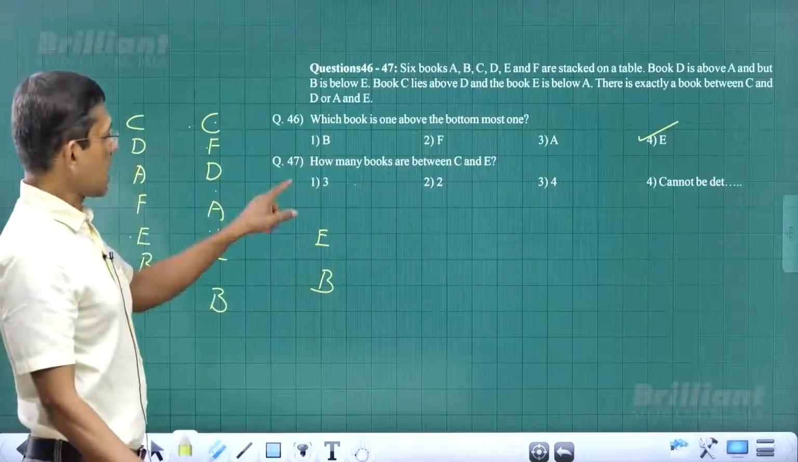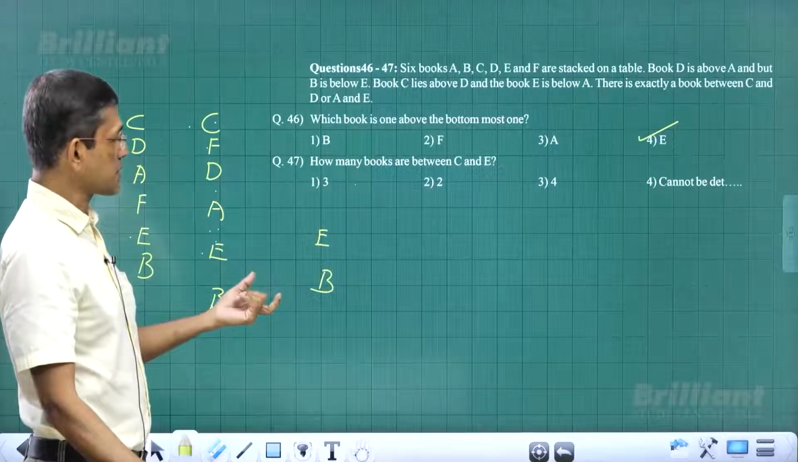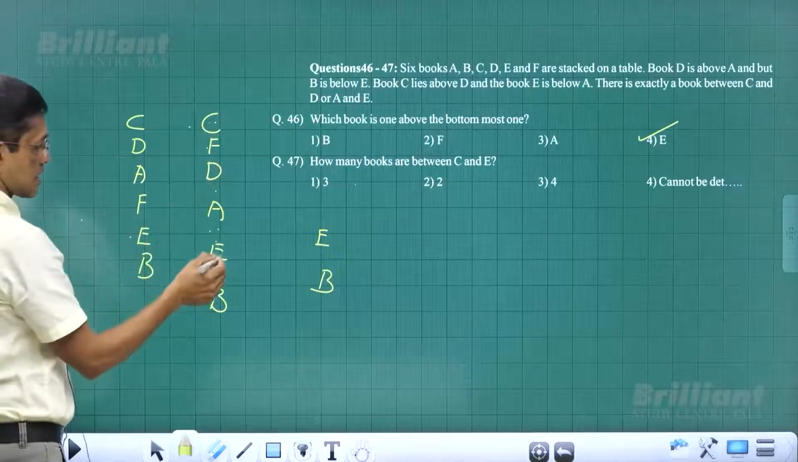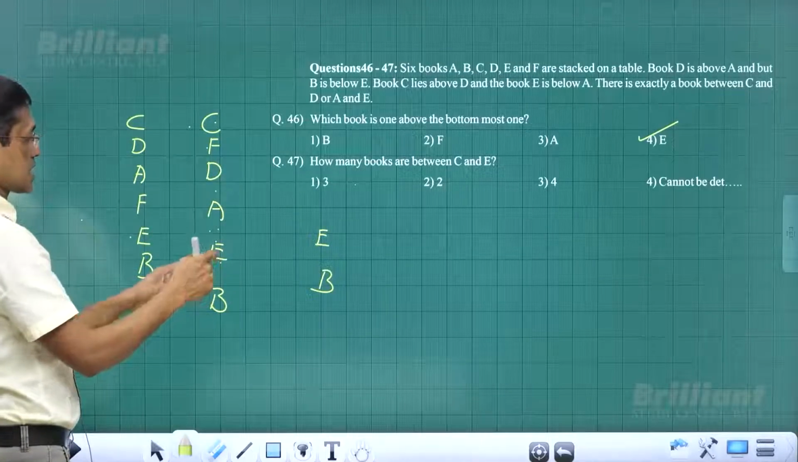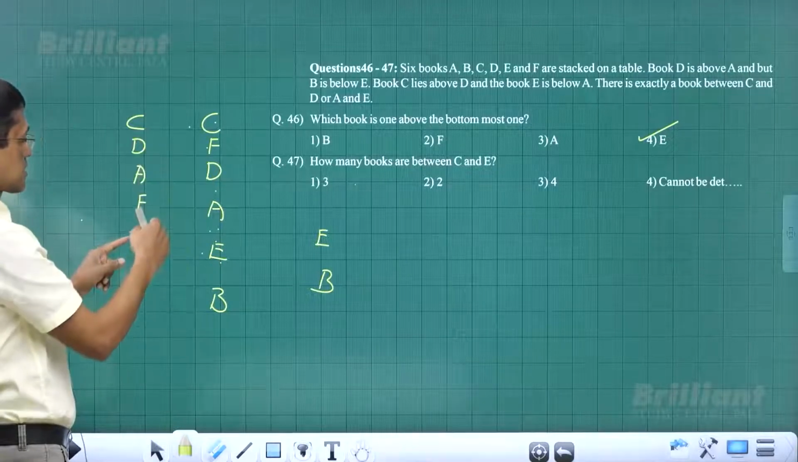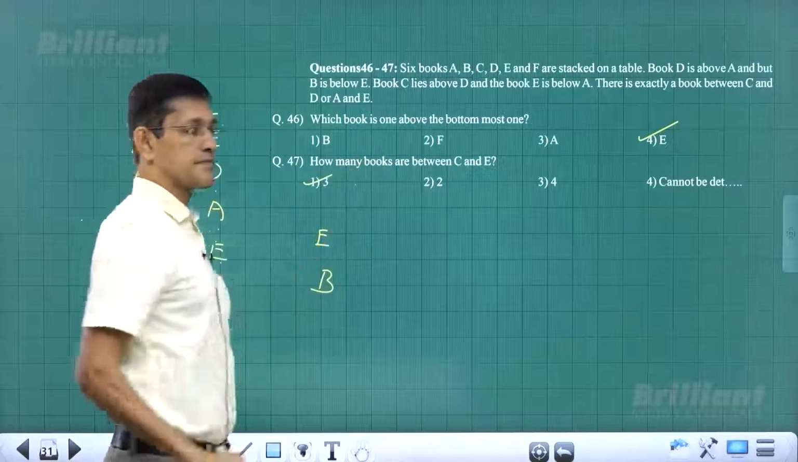Now, 47. How many books are between C and E? So look at C here, look at E here. How many books between C and E? 3 books between C and E. And in this case, how many books between C and E? Exactly 3 books. So the answer is 3.